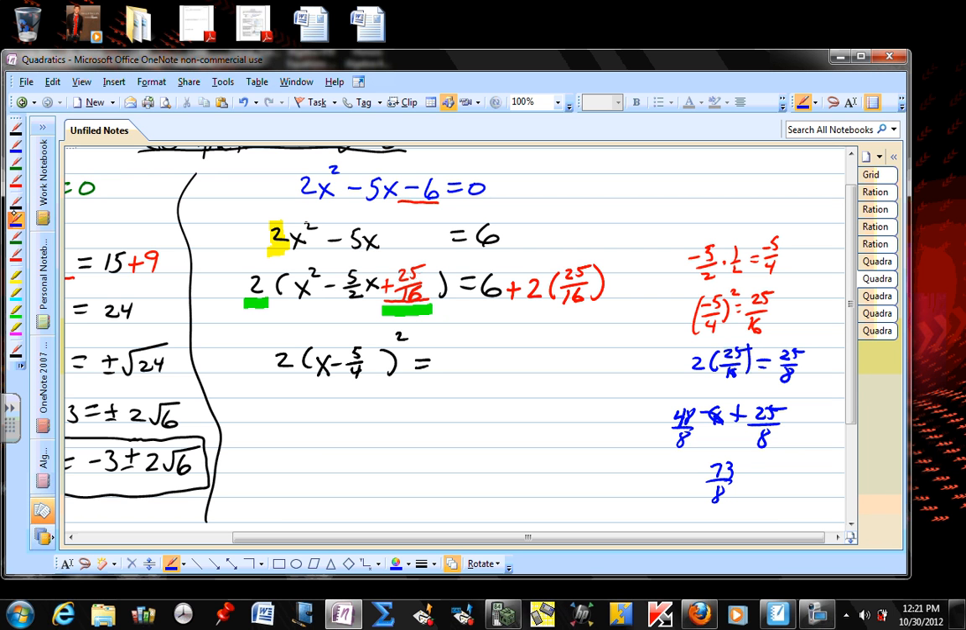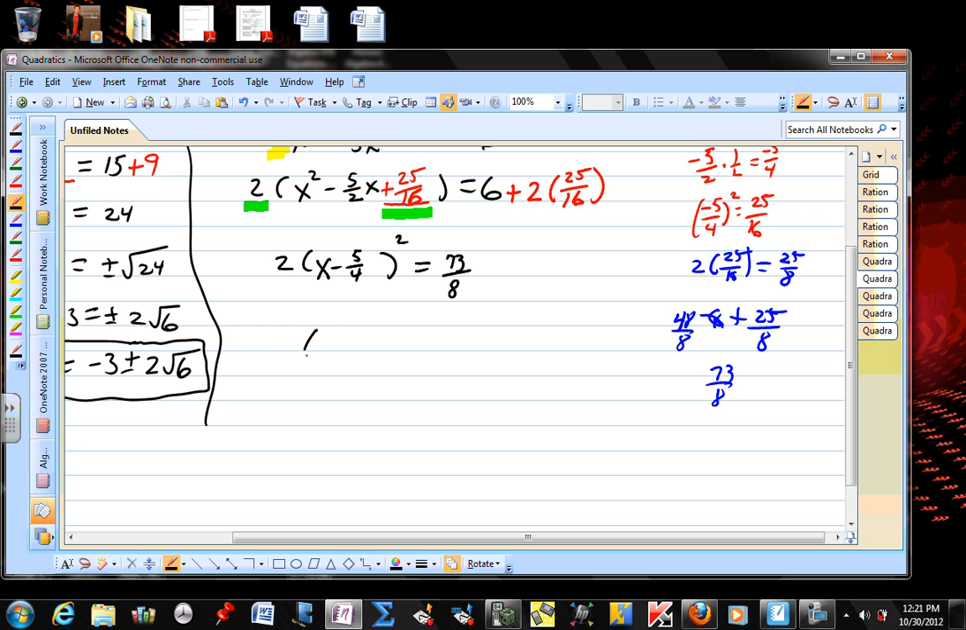Okay. So on the right side, we'll have 73 eighths. The next step is to divide each side by 2. We get x minus 5/4, quantity squared. Again, scratch work over here. 73/8 divided by 2 is the same thing as 73/8 times 1/2. We get 73/16. See, the steps are exactly the same as the first problem, but it's made more complicated because of the fractions.